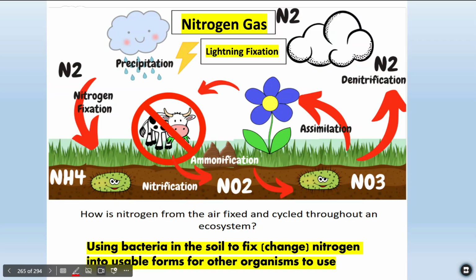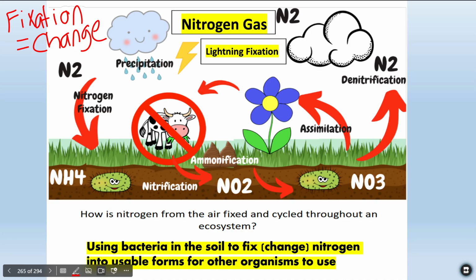So let's go ahead and fill in our nitrogen cycle. In the atmosphere we have nitrogen gas, which is going to be your first blank. Now the lightning bolt, this is going to be what we call lightning fixation. This is going to change nitrogen from one form to another. Fixation equals change. So this is how nature changes nitrogen into different forms.